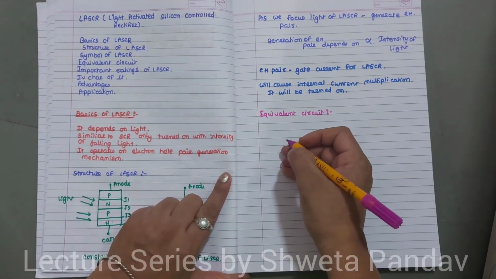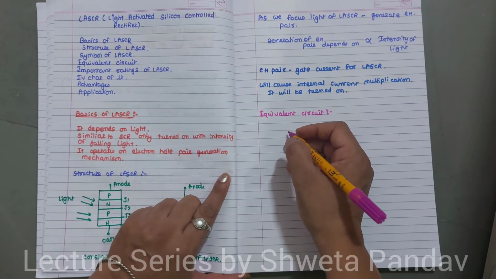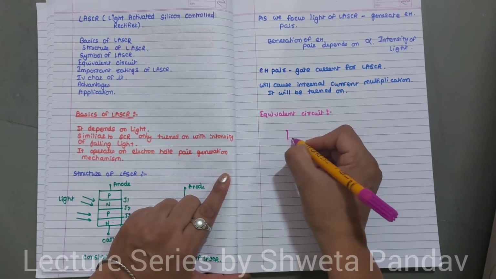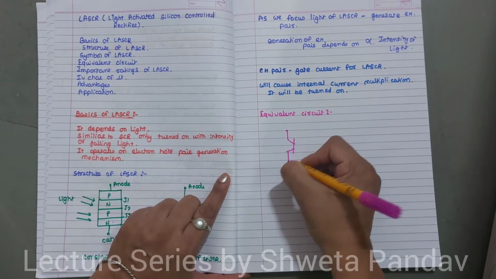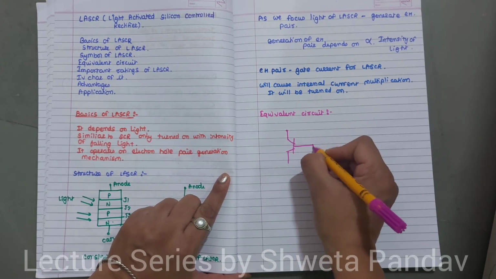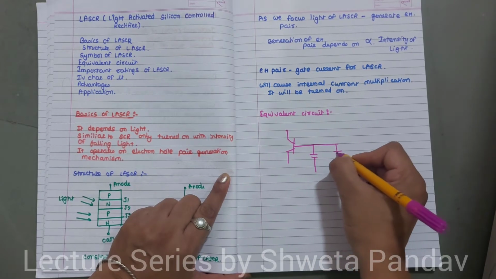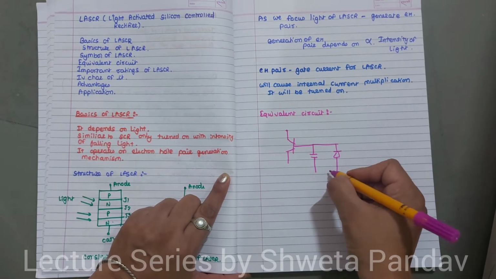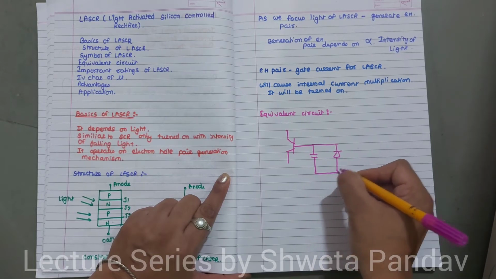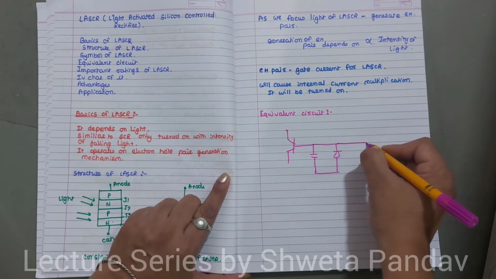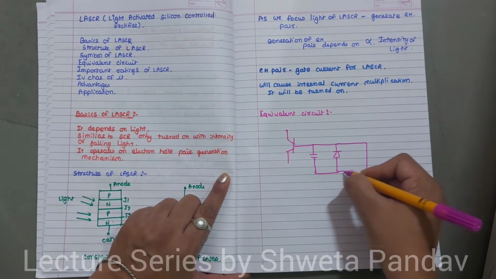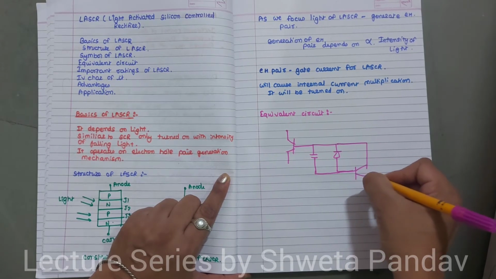If I divide the PNPN structure into two halves, it has two transistors Q1 and Q2. So let us draw the equivalent circuit of it. Internally it has one capacitor and one diode which are connected in parallel with one another, and the same two transistors are there, PNP and NPN.